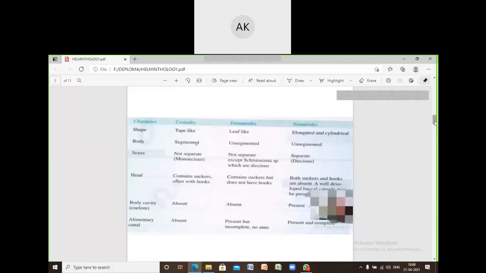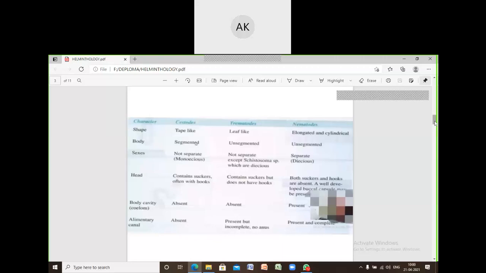So now we will study the difference. The difference of these three in the shape of their body is that cestodes have a tape-like structure. Tape-like structure means, have you seen a measuring tape? Have you seen a measuring tape?